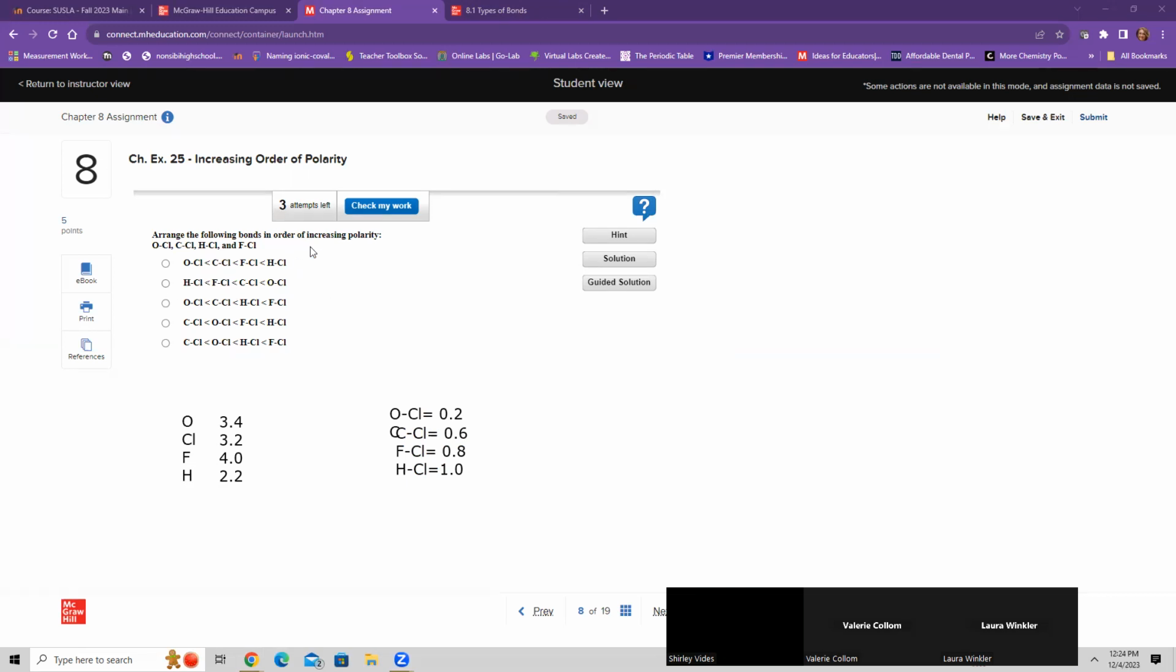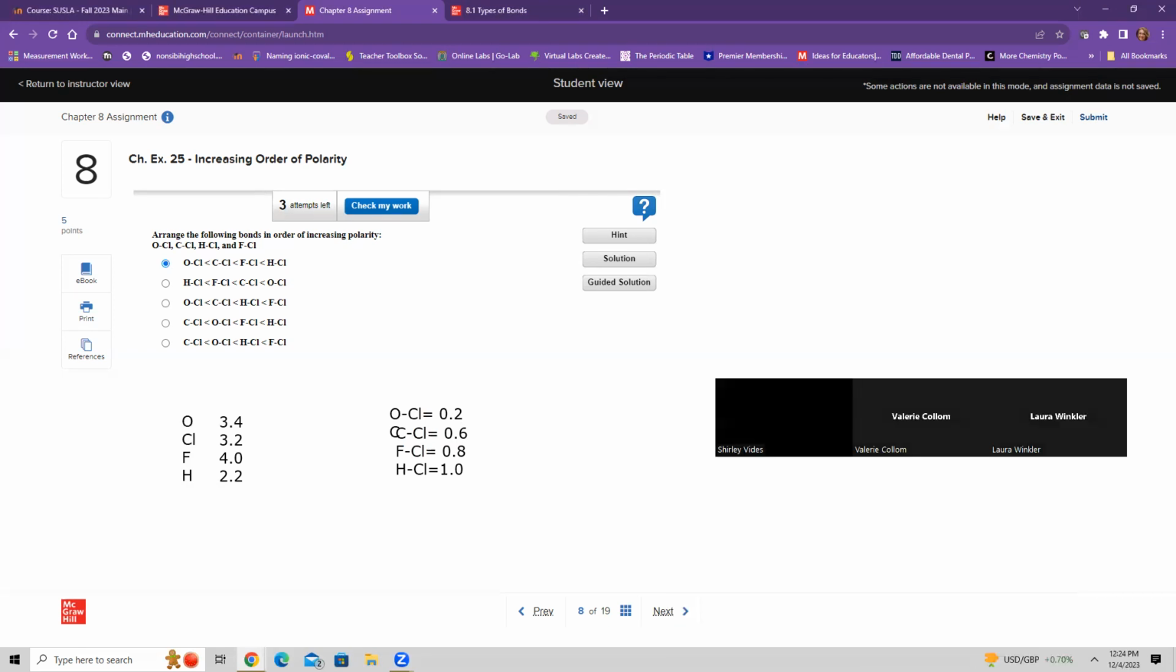It says in order of increasing polarity. So the lowest is OCl. So this one, that's the right answer right there. See? Do you see why? All you had to do was subtract 3.4.